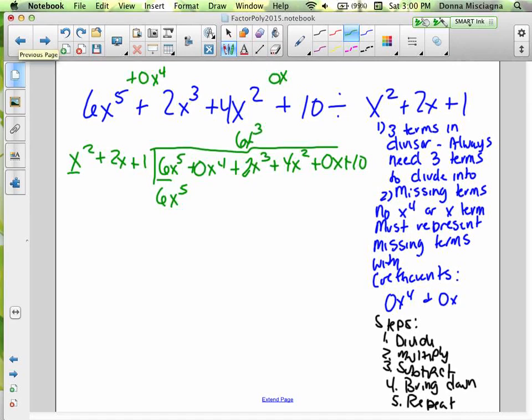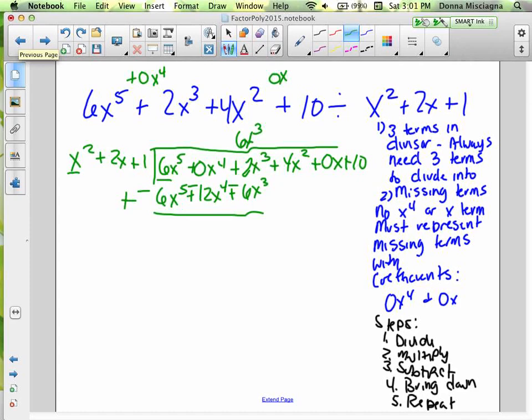6x cubed times 2x would be 12x to the 4th. And see, that's why we need that 0, so we can combine it with 12x to the 4th. And then 6x cubed times 1 is 6x cubed. And then we subtract, which means to add the opposite. I got to distribute to everything.